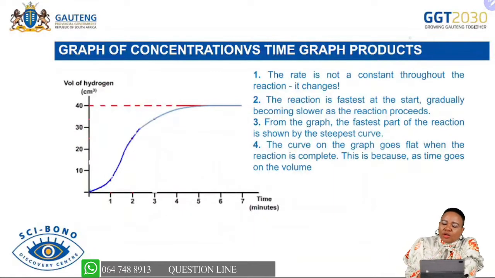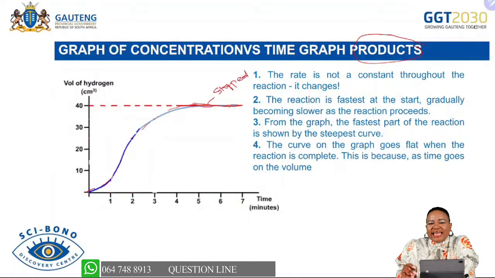However, when you look at the concentration of the product, you can see that the concentration of the product will start from 0 and start to increase until the horizontal line is met, where we also say the reaction has stopped. So the concentration of the product, we know that it increases as the reaction progresses.